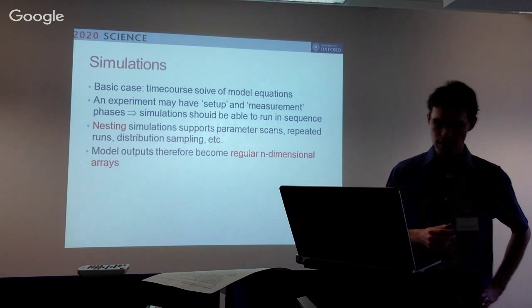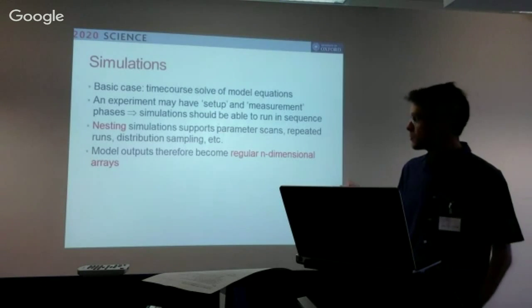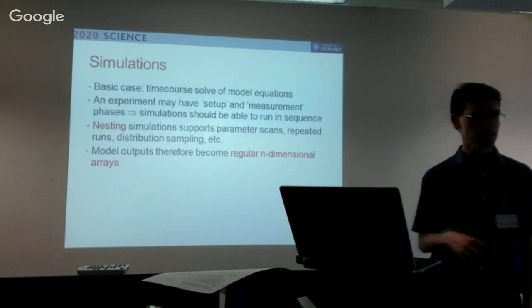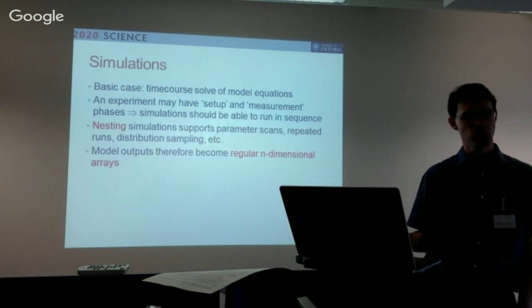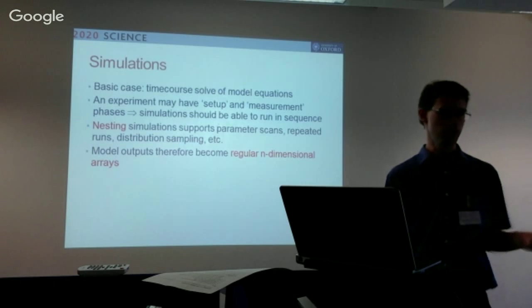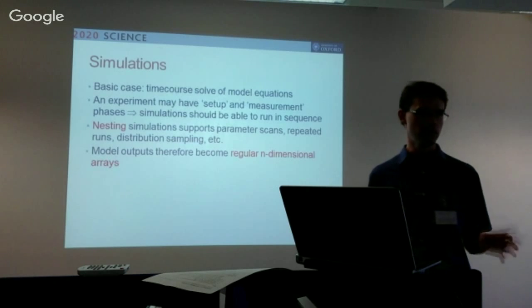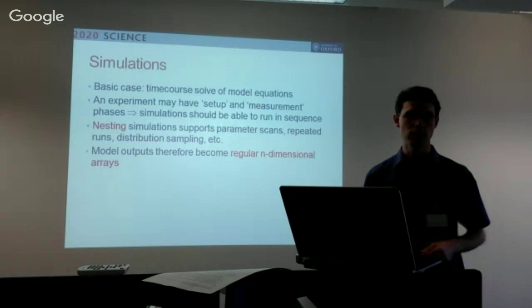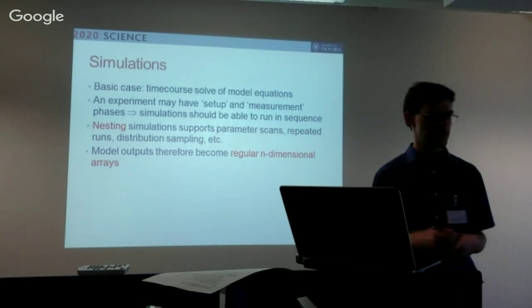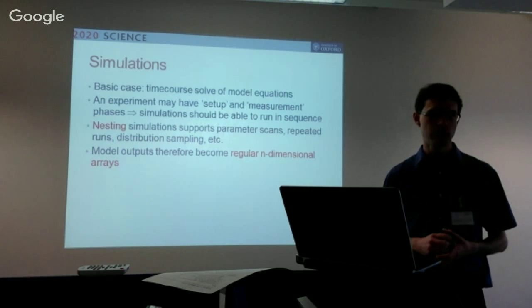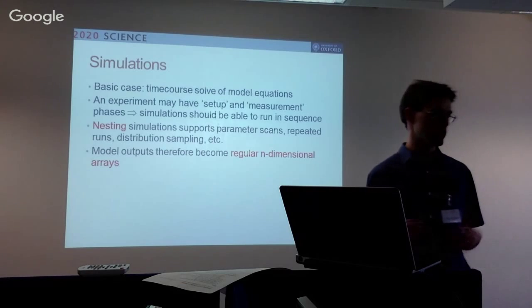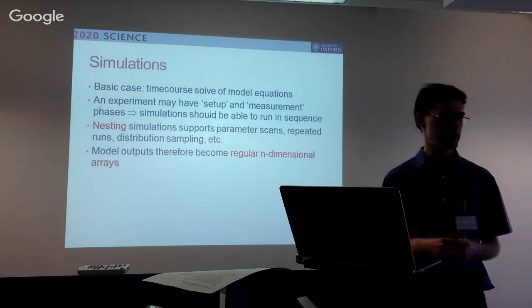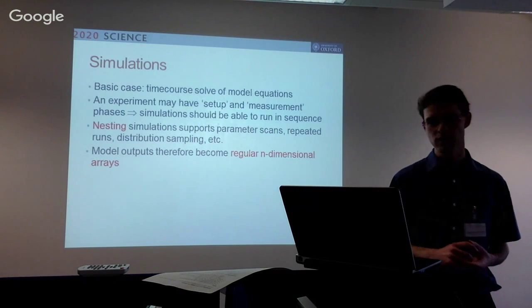So next big component of the protocol is the simulations that you want to run. The basic case is a time course solve for model equations. So that's one kind of simulation. Experiments can have a setup and then a measurement phase. So we're allowed to do multiple simulations within a protocol, not just one, and those run in sequence on the model. And you can also nest simulations within loops so that you can run multiple time courses, doing parameter scans, repeated runs, distributed sampling, any kind of repetition is supported by that construct.